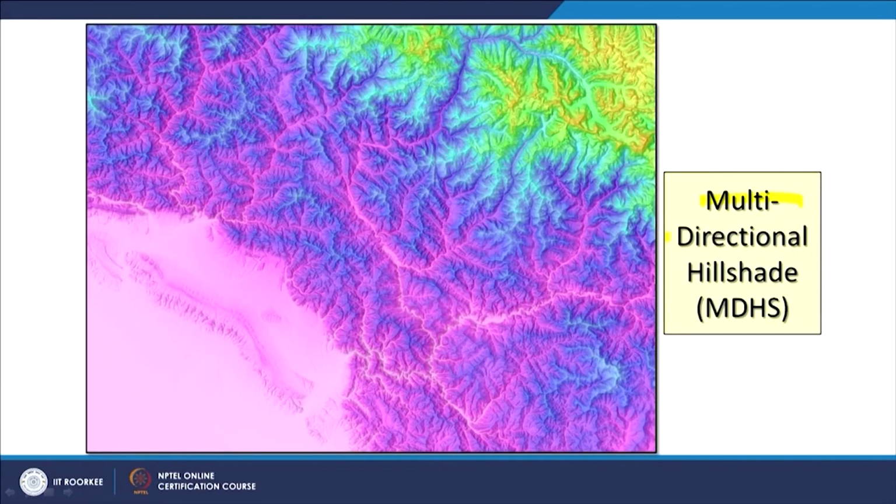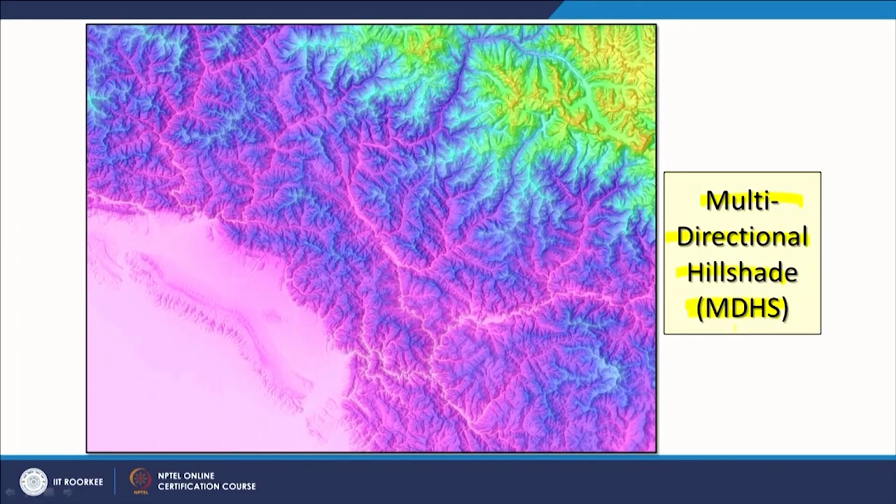This is the multi-directional hillside which I have created using this MDH or this earlier method, though this is not very detailed because it is covering a large area and therefore you are not seeing much detail, but if you zoom into any part and compare with the conventional one, you would really appreciate the advantage of having multi-directional hillside.